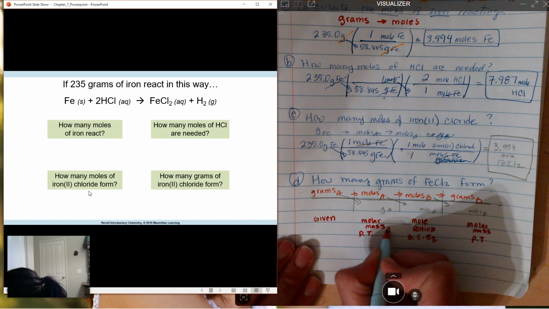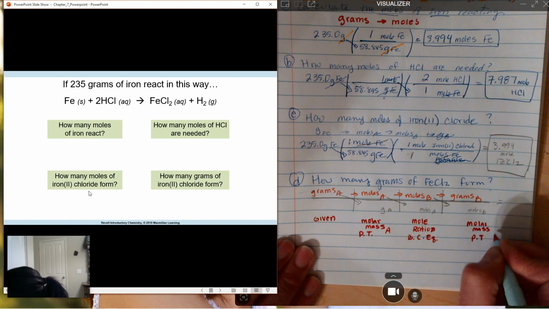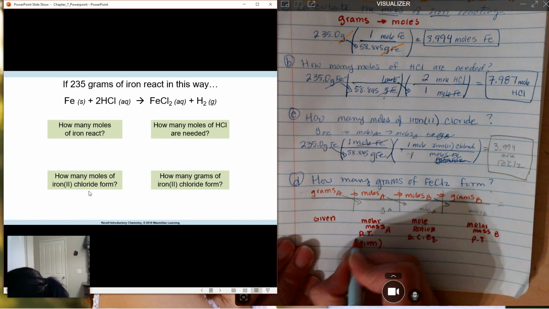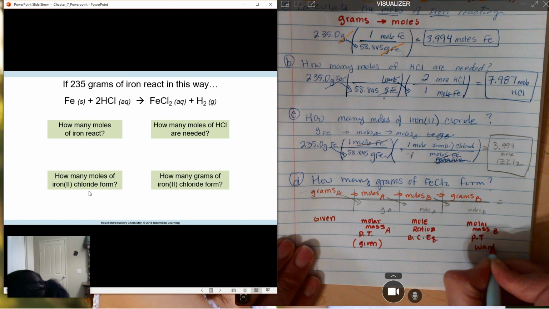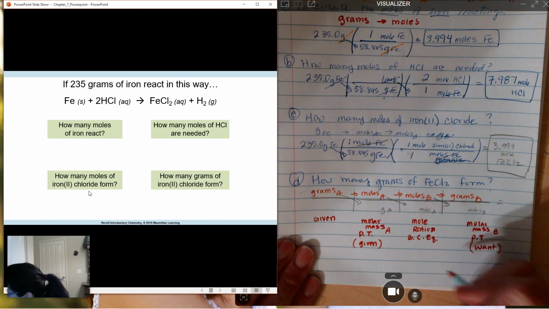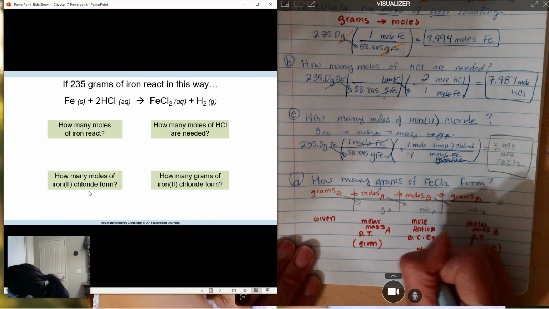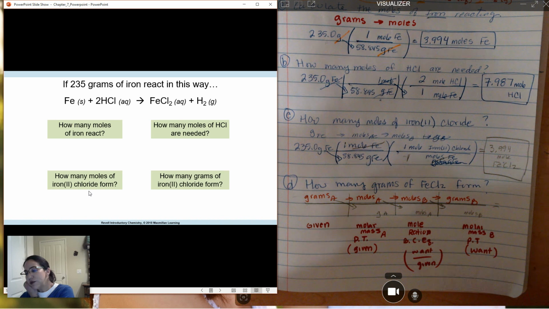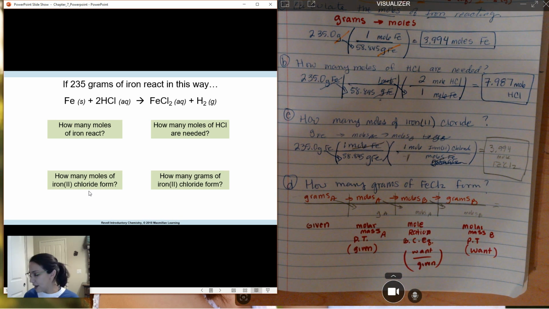Now, this is the molar mass of your first molecule, your given, and this is the molar mass of the second molecule, what you want. And in your mole ratio, what you want goes on top: over what you want, over your given. Okay, so those are some little things to remember when we set up our problem, and now you just plug in your numbers and solve away. So let's go ahead and plug in some numbers and solve away.